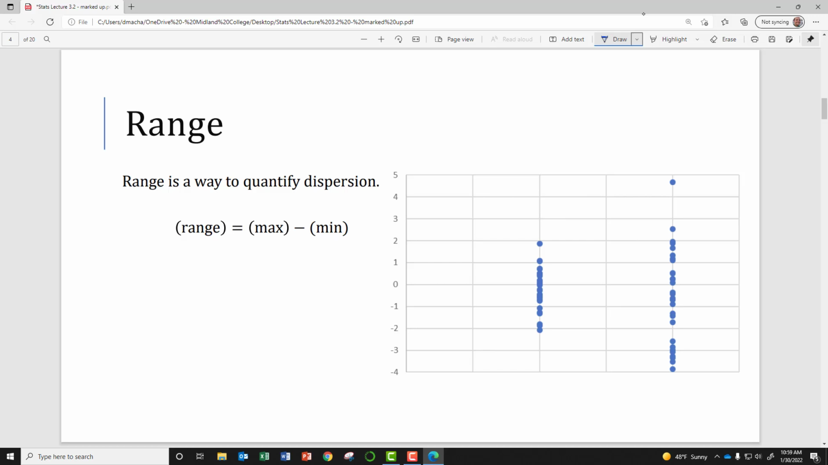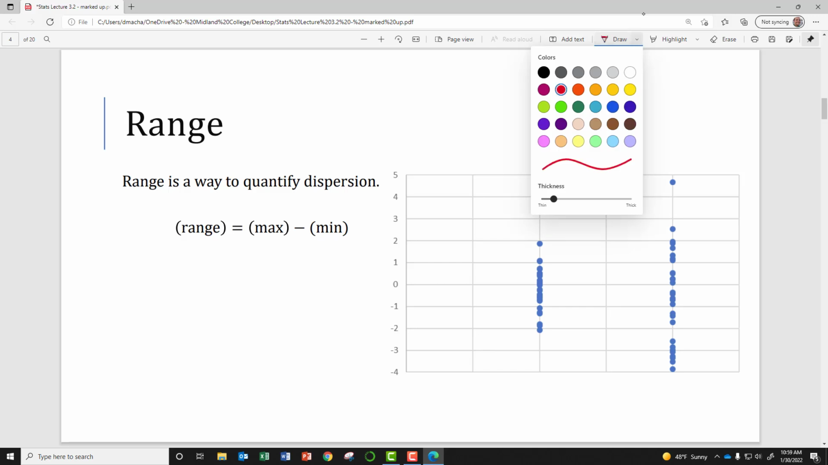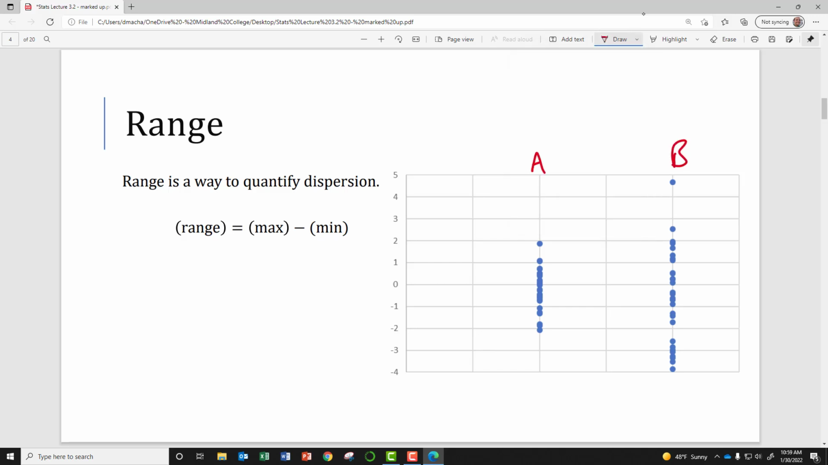Range is just a way to quantify dispersion. So rather than just saying qualitatively that B looks like it's more dispersed than my A data set, we can actually put a number to it. The way we're going to do this is we're going to say that range is equal to max minus min. So my range for my data set A is just its maximum value minus the minimum value, which is going to be something like 1.9 minus negative 2.1.